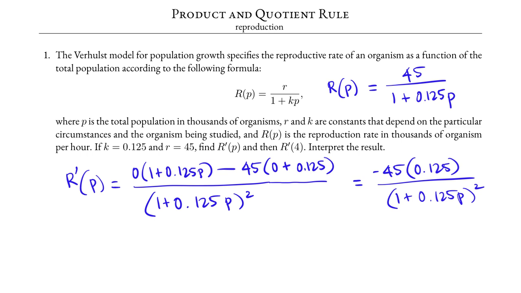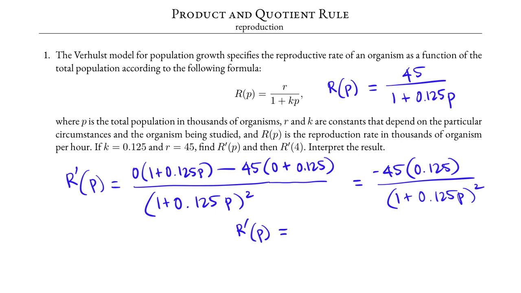We cannot combine this 1 with this 0.125 because they are not like terms. This 0.125 is not by itself. It belongs to the second term, and these two terms, 1 and 0.125P, are not like terms, so we cannot lump them together. There's no need to simplify this because we're going to use the calculator anyway, but if we are asked to find a formula for R prime of P, then it is a good idea to simplify this. Most likely, we only need to simplify the numerator.